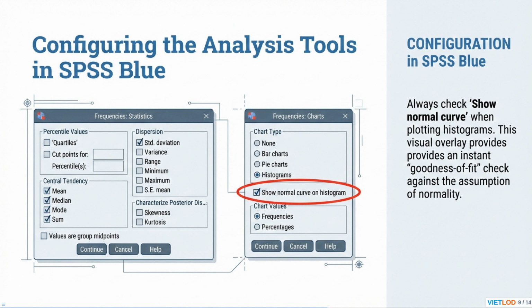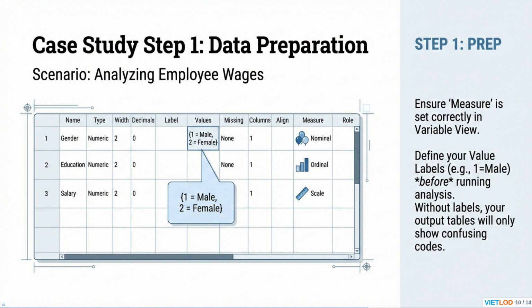This visual overlay provides an immediate, intuitive goodness of fit test. It allows you to quickly assess how closely your data's distribution aligns with a normal distribution, which is a fundamental assumption for many subsequent statistical analyses. This instant visual feedback is invaluable for spotting deviations or potential issues with your data's distribution.